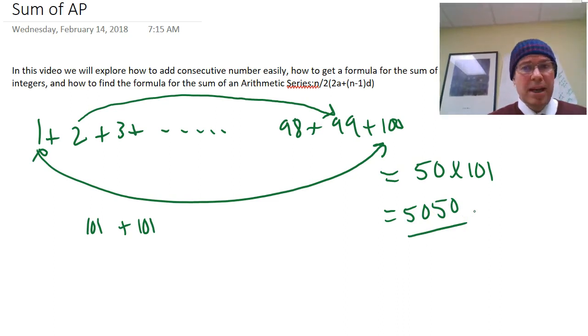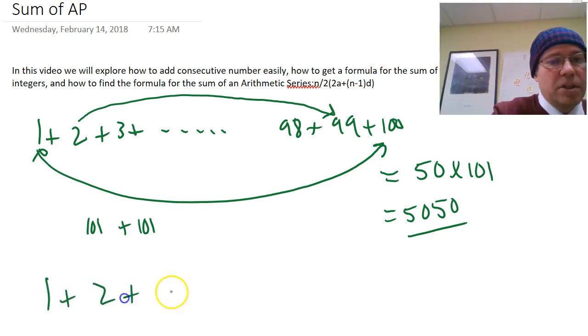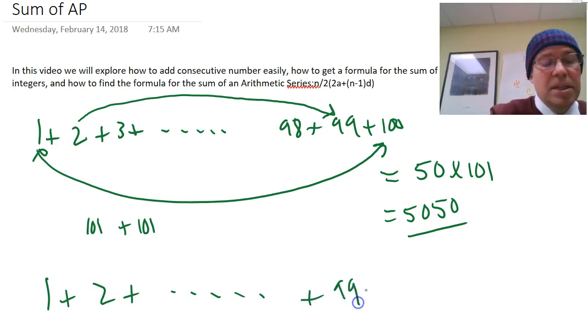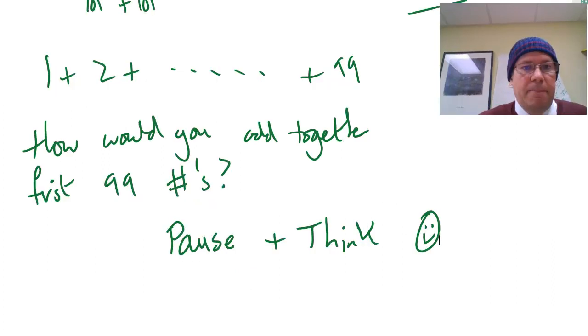Now, I wonder what Gauss would have done if the teacher hadn't said add together the first 100 numbers, but what if he'd asked add together the first 99 numbers, because now you don't have an even number of numbers. I'm just going to pause the video for you to think about that question. So hopefully you've had a pause and a think.